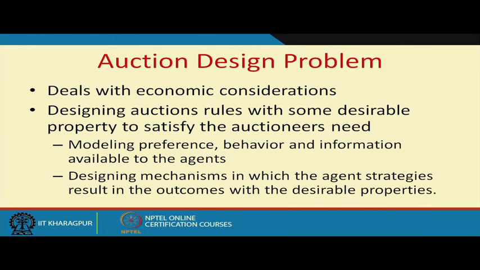Now, this auction design problem is about deciding the rules with certain desirable outcomes that satisfy the auctioneer's need. So, this design involves modeling preferences, behavior, information available to the agent and so on. Now, we design mechanisms in which the agents' strategies result in outcomes with the desirable property, and that mechanism is chosen out of many available mechanisms.